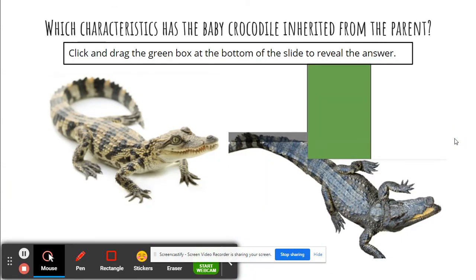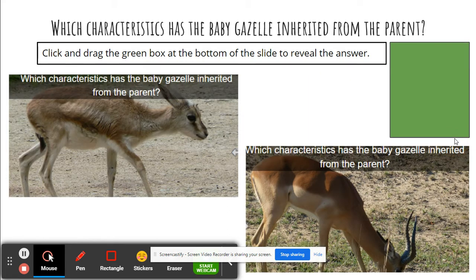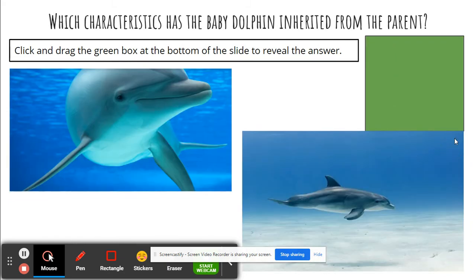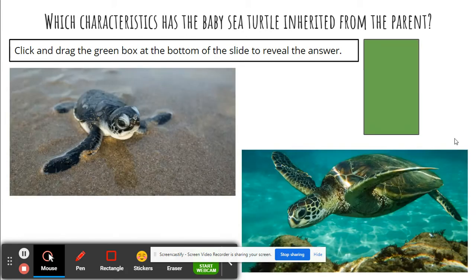Which characteristics has the baby crocodile inherited from the parent? Click and drag the green box at the bottom of the slide to reveal the answer. Which characteristics has the baby gazelle inherited from its parent? Click the green box to reveal the answer. Which characteristic has the baby dolphin inherited from the parent? Which characteristic has the baby sea turtle inherited from the parent?